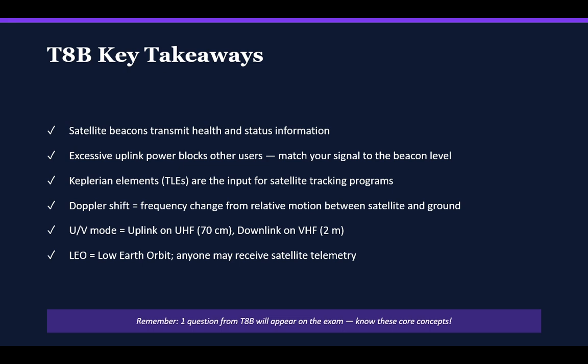And then, of course, the UV mode is uplink on UHF and downlink on VHF. This is fairly common. Not only do you split the frequencies, but you also operate with a couple different bands. I remember years ago there was a satellite that would pass over that actually had downlink on 2 meters, and you had to uplink, you had to transmit, on 10 meters.